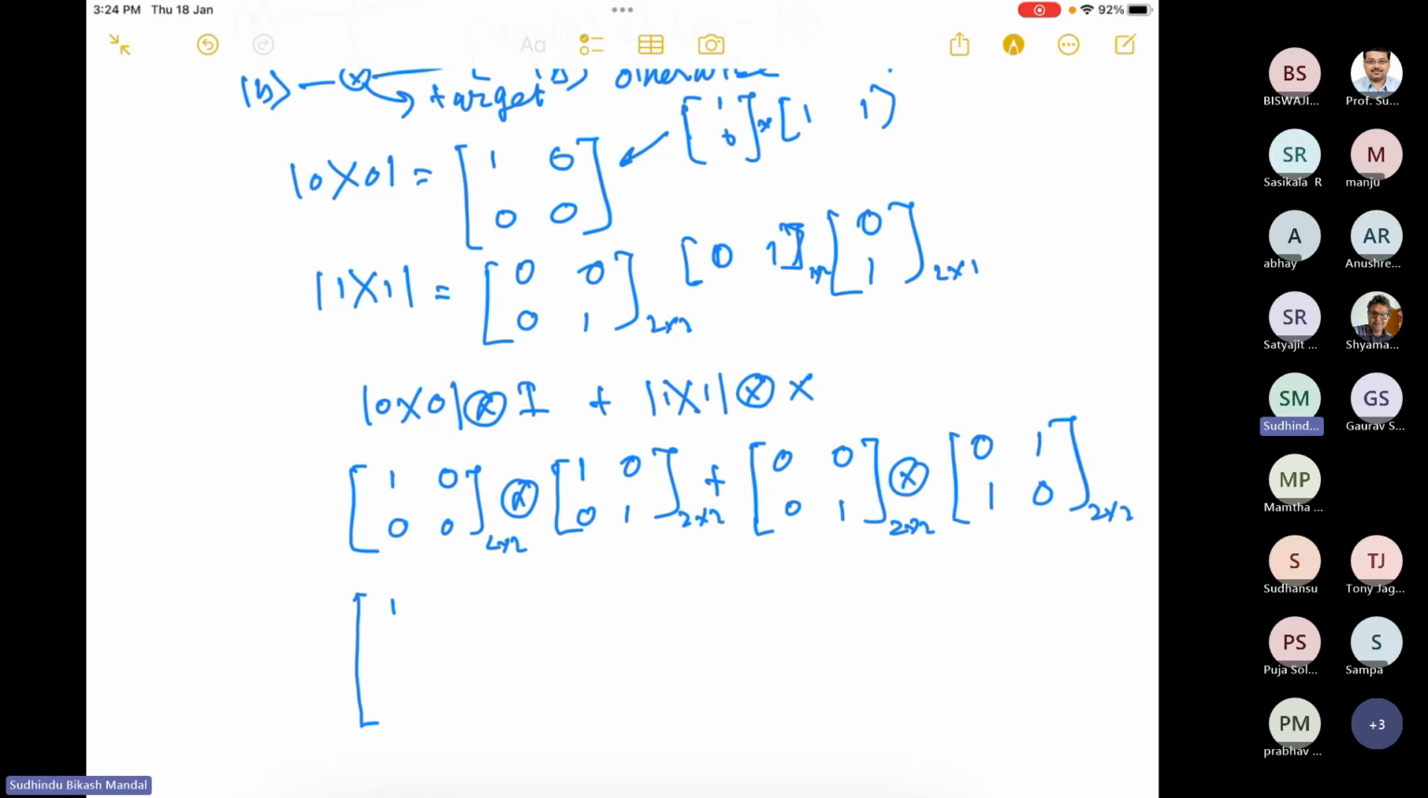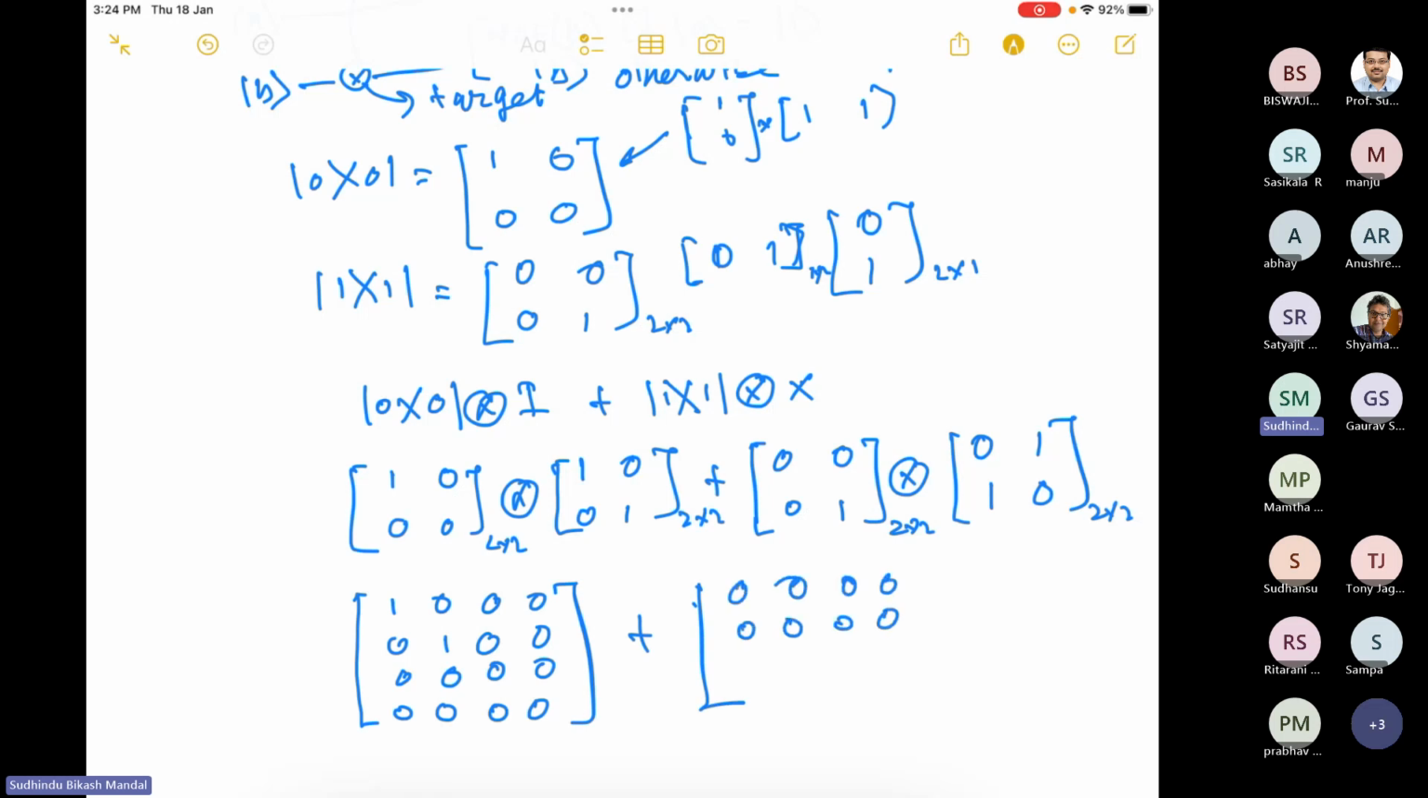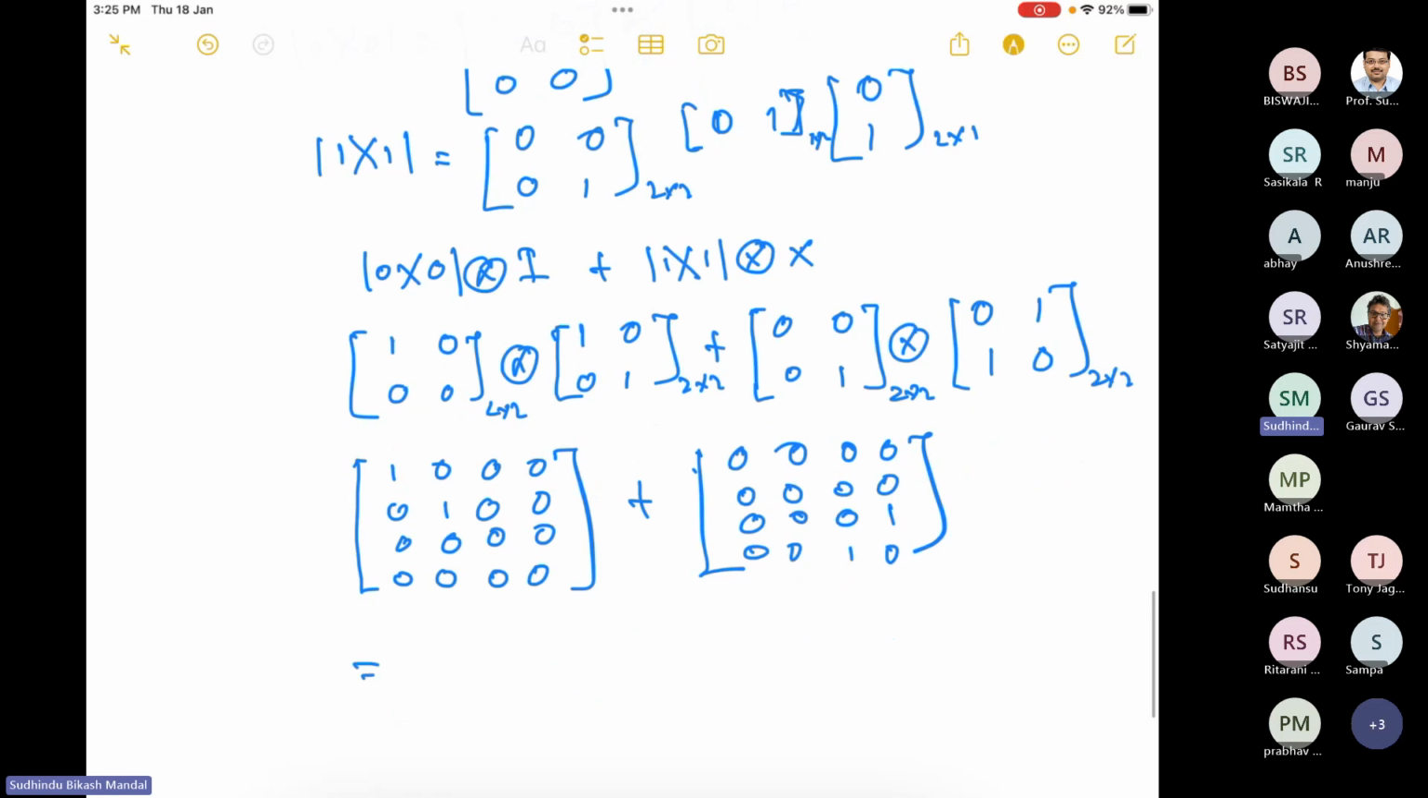So if we do the matrix 1 0 0 1, the rest are 0 0, plus the other block, 0 0 0 0, and now if we add them, it will come 0 1 1 0. This is the CNOT matrix.